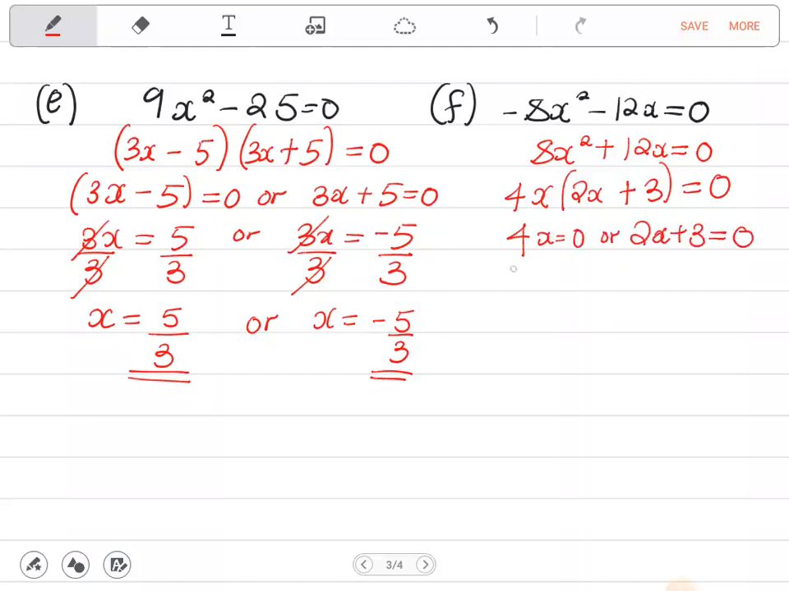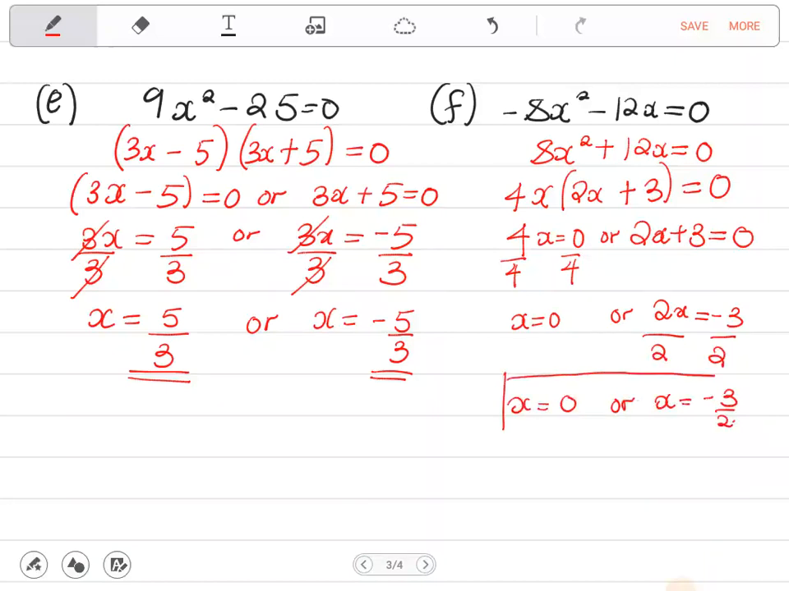Now from here we are going to divide by 4 and there by 4. Alright, so we are going to get x here is equal to 0, or 2x is equal to negative what? 3. I always say you don't have to rush these things. Just show each and every step. There's a reason why it's important to show the methodology of your workings. Alright.